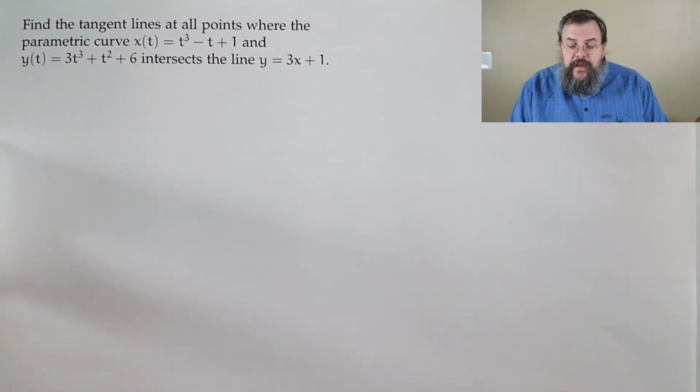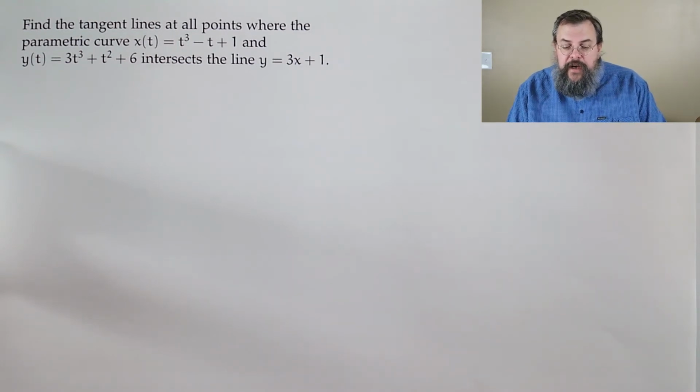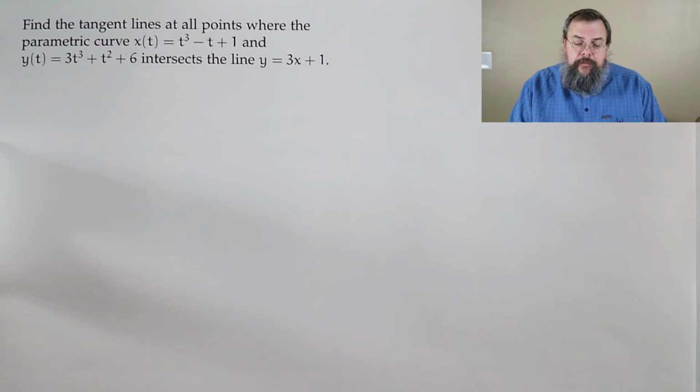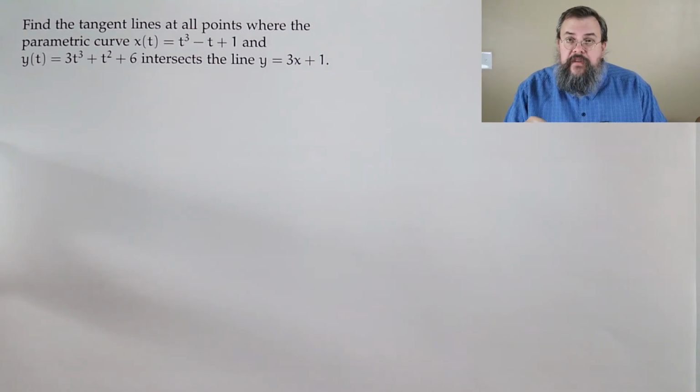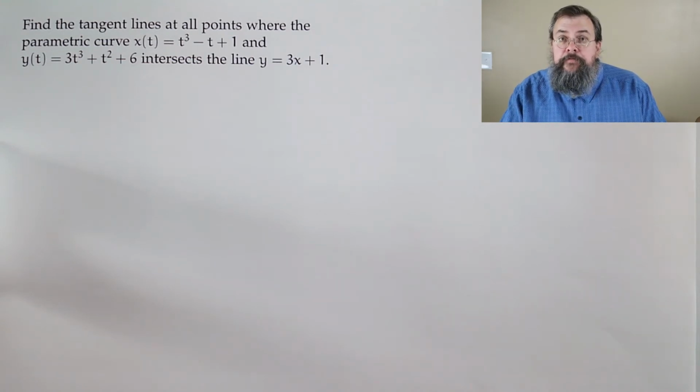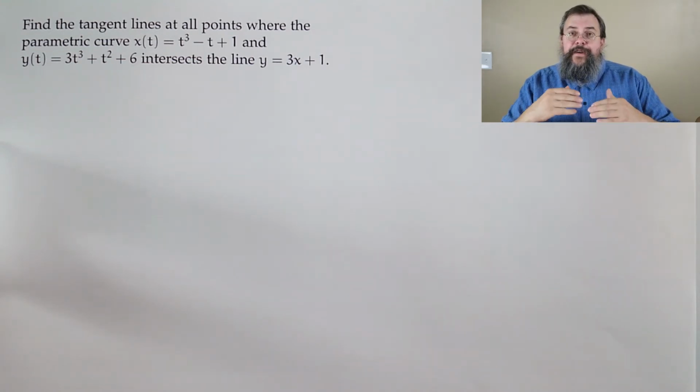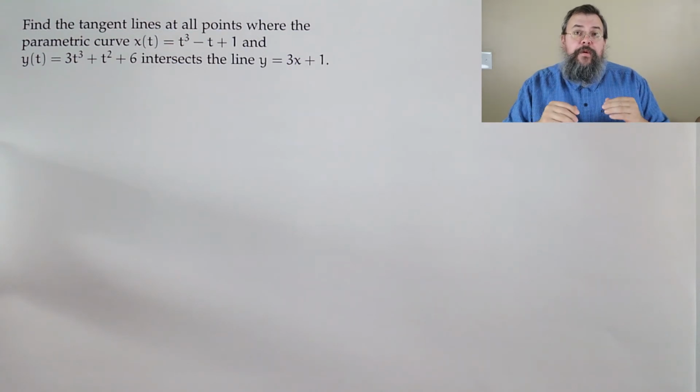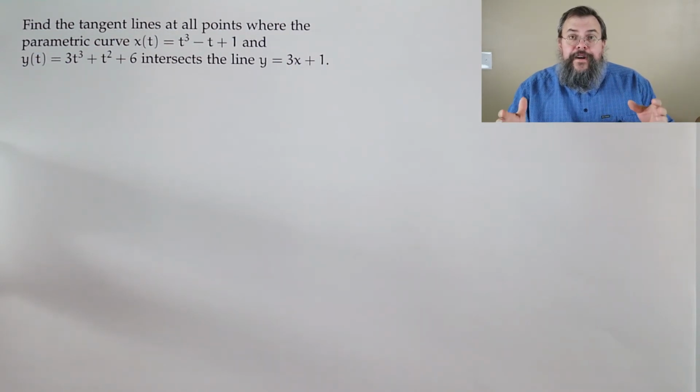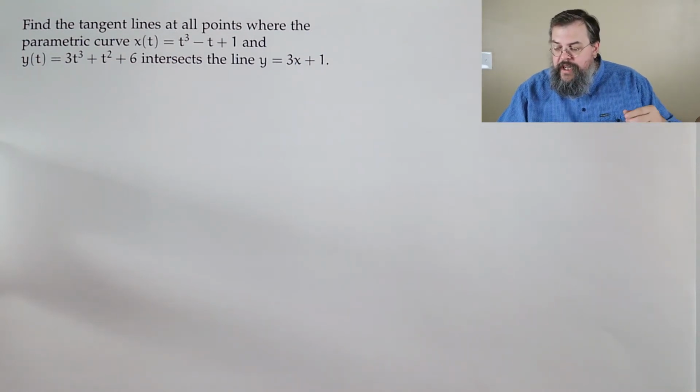Find the tangent lines at all points where the parametric curve x of t equals t cubed minus t plus 1 and y of t equals 3t cubed plus t squared plus 6 intersects the line y equals 3x plus 1. So here we have a couple of steps. We know what we're looking for. Our final answer should be some tangent lines. But in the meantime, we have to say where. Well, we were told to look for where we intersect 3x plus 1. So we're going to break it down into a couple steps.